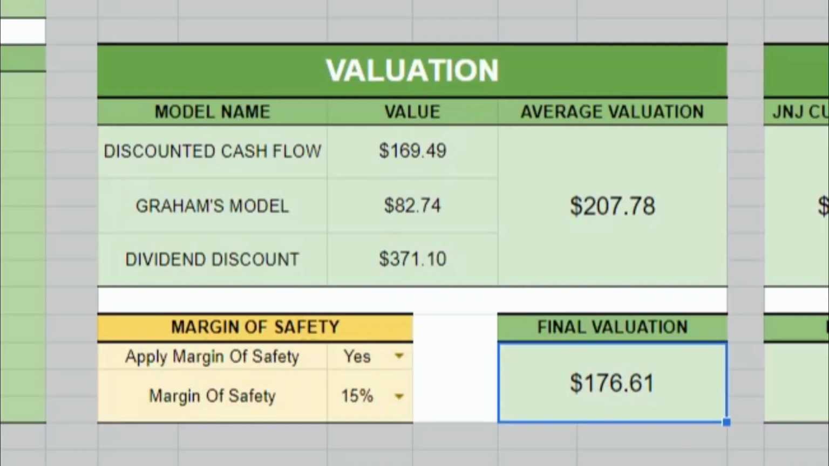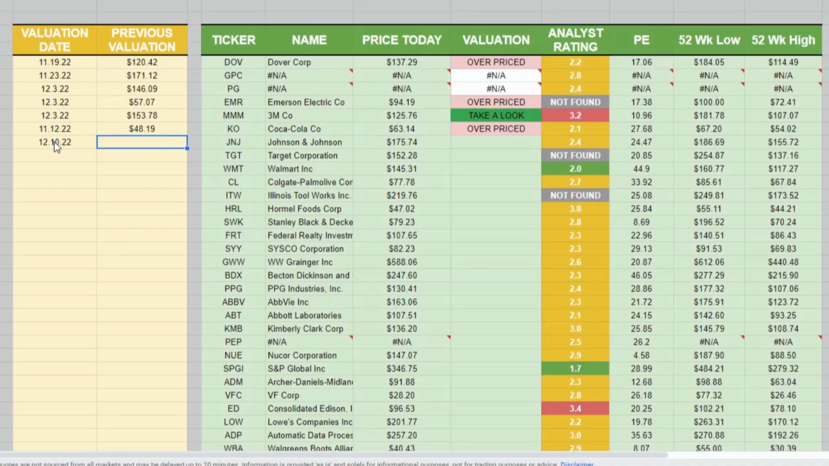So let's go ahead and come over to our watch list, and for JNJ, taking this figure, $176.61, putting this in for Johnson & Johnson, $176.54, and that does trigger this valuation column right here to say take a look, because the previous valuation is lower than today's price. So if we continue to look at this chart every single day, and we see that Johnson & Johnson has continued to stay under the price, Johnson & Johnson could be something that we could add to our portfolio.